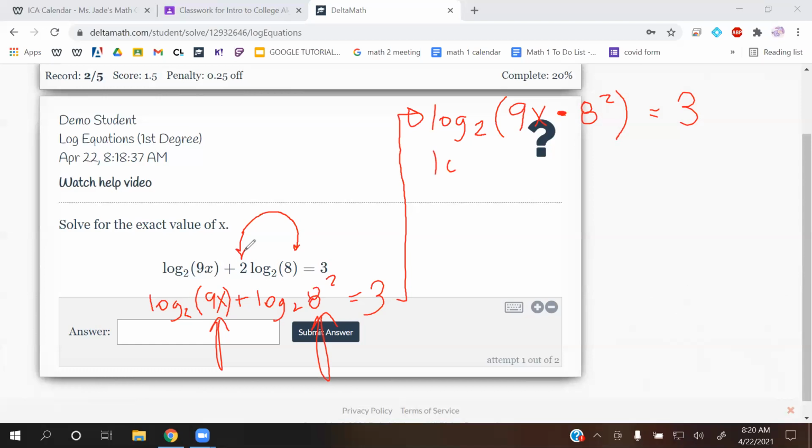And then let's simplify that just a little bit further. What is 9 times 8 squared? I'm going to use my calculator for that. 9 times 8 squared is 576. So it's 576x.